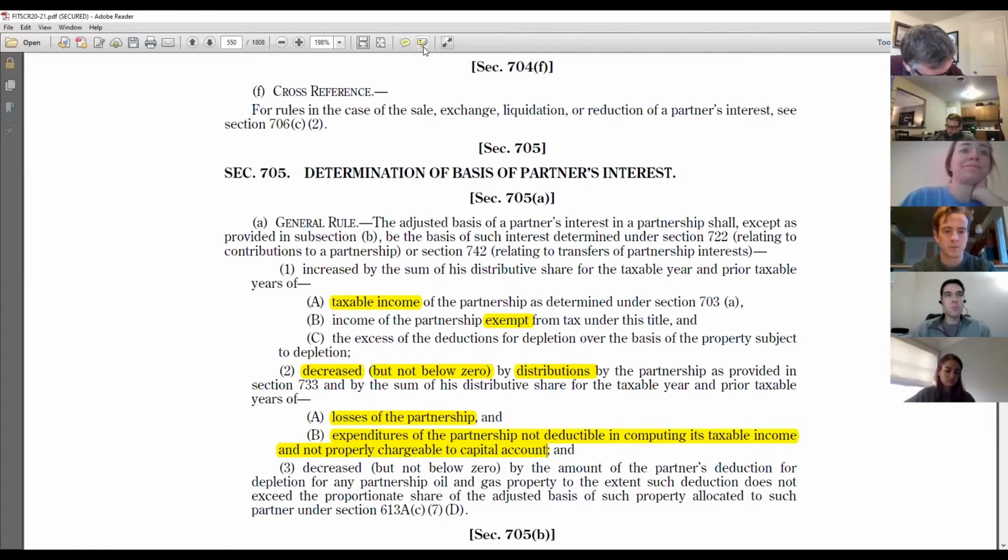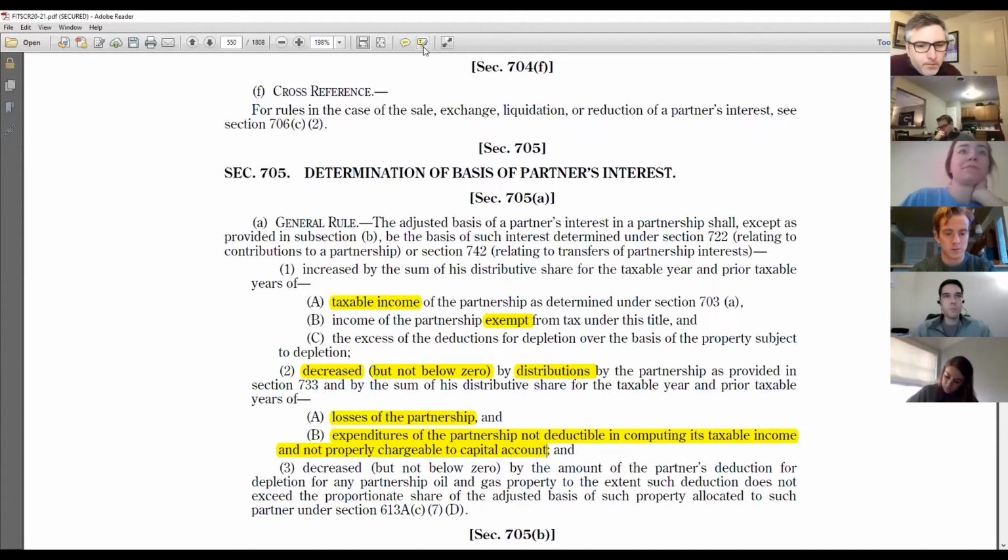Likewise, for distributions of property, we're going to see later on that when property is distributed, your outside basis goes down by the basis of the property distributed, generally. Whereas for capital accounts, your capital account goes down by the fair market value of property distributed. So in dealing with contributions and distributions of property, the outside basis adjustments are all with respect to the adjusted basis of the property. The capital account adjustments are with respect to the fair market value of the property. So that's one major difference, the treatment of property contributions and distributions.